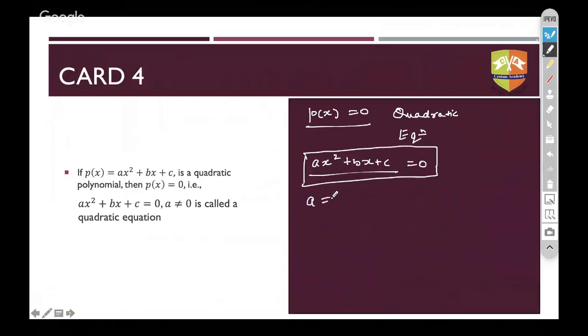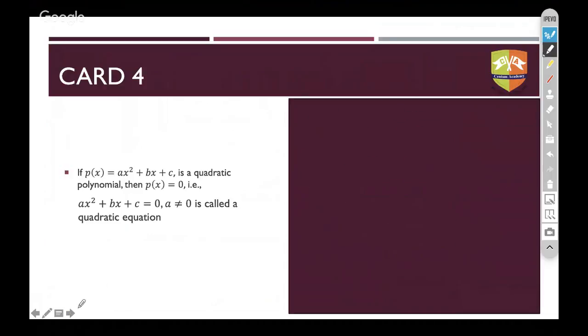Mind you, a cannot be 0. Why? If a becomes 0, then it is reduced to bx plus c equals 0, which is nothing but a linear equation in one variable, the linear equation. Okay, so please be mindful of this. Let's go to the next slide.